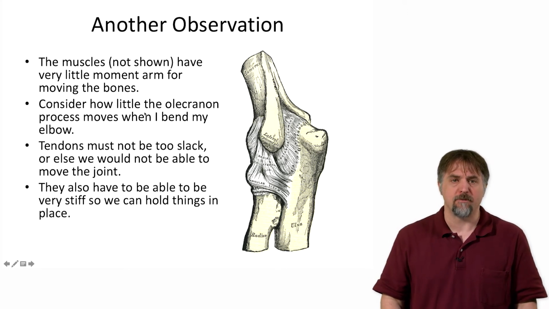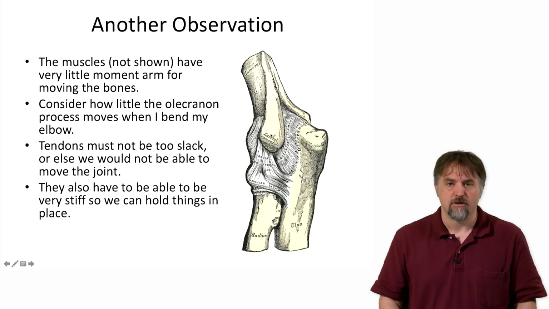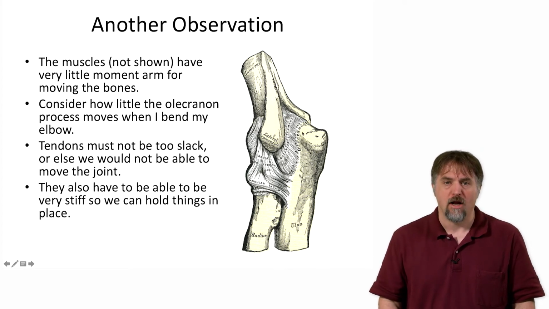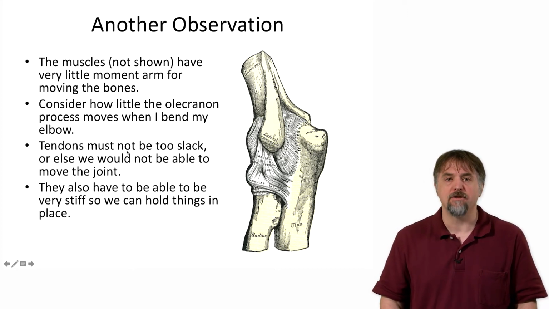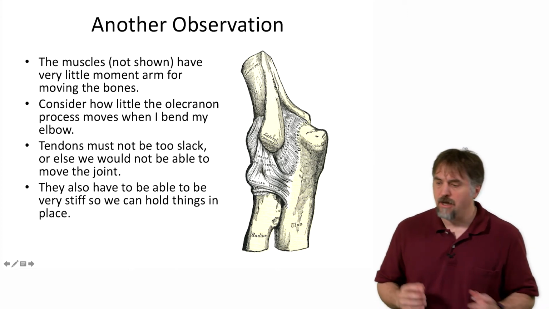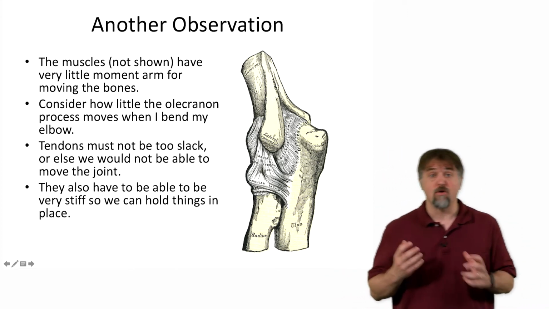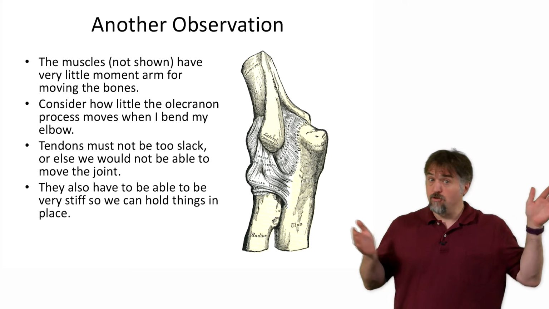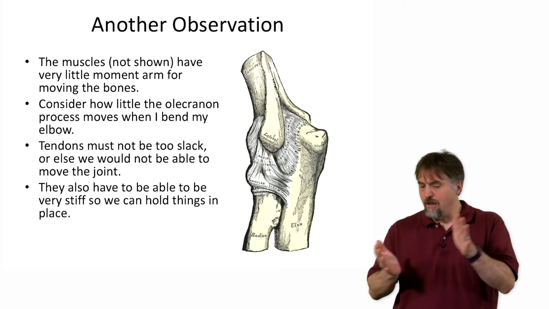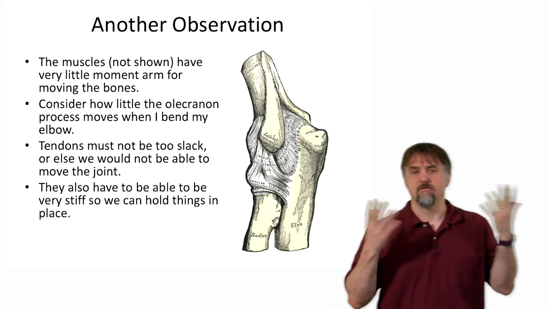And as an example, this is the olecranon process, which moves when I bend my elbow. It comes off here off the elbow, and these are attached to the tendons coming up here that would open up the bone. And the tendons can't be too slack, right? If the tendon was too slack, the joint wouldn't move because the muscle doesn't move very far. So if the tendon had too much slack in it, it would just not do anything.